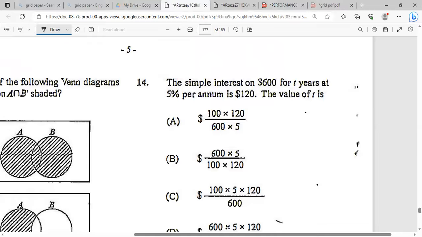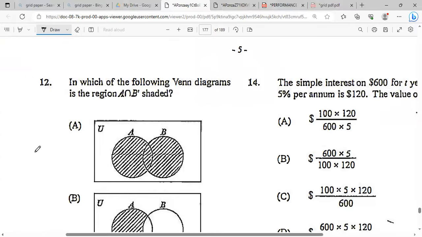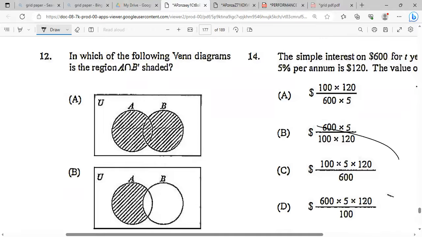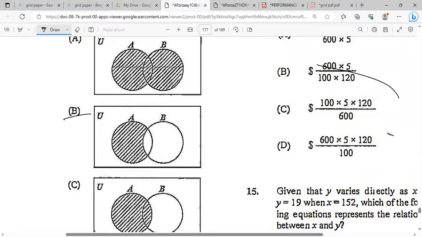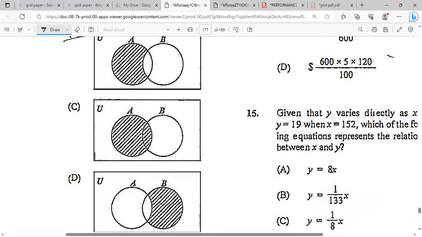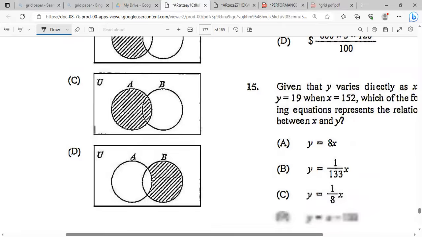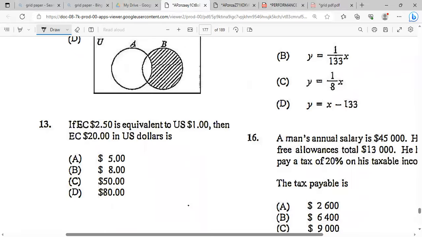All right, let's move on to this one now. It says, in which of the following Venn diagrams is the region A intersect B prime? So not in B. So it's A intersect B prime. And I think we have a winner, which is right here. Let's look at the other options. It couldn't be that, because it's a B complement. All right, we finish off that.